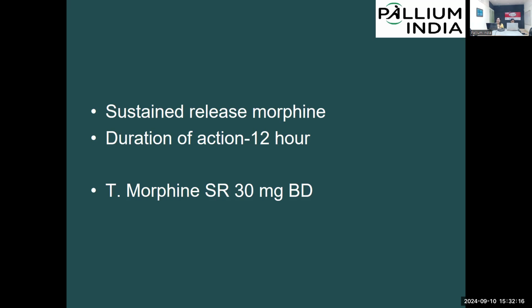So we can convert this patient whom we are seeing. The patient was on 10 milligram of oral morphine every 4 hourly. That means that the patient is on 60 milligram of oral morphine in 24 hours. So that patient can be converted to sustained release preparation. So 30 milligram twice daily. We can give the patient 30 milligram of sustained release morphine twice daily.